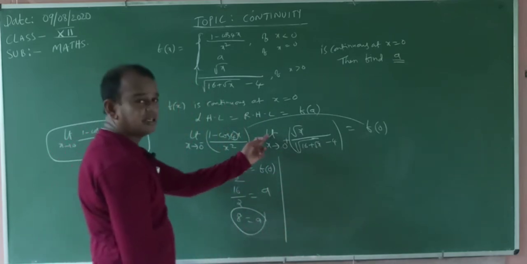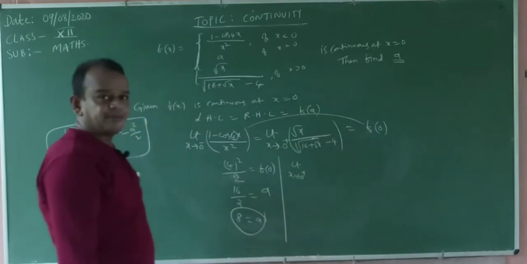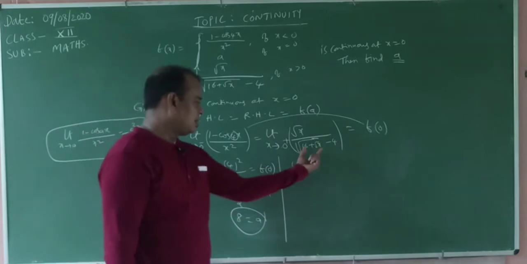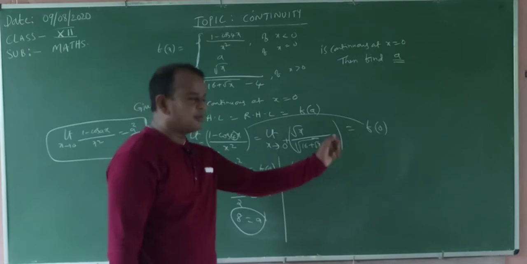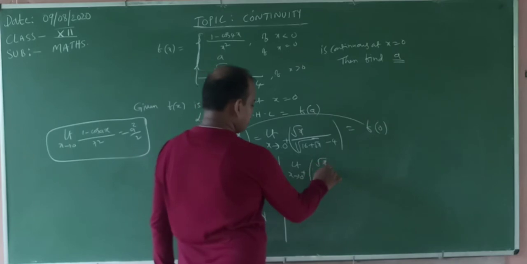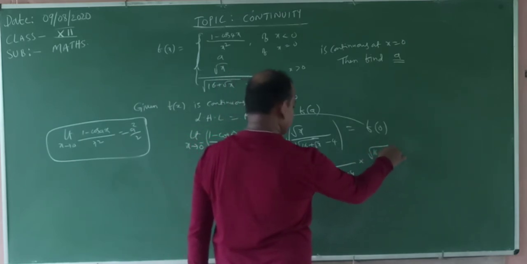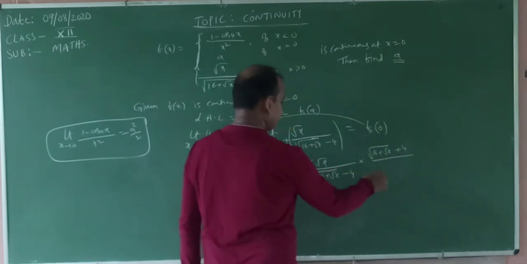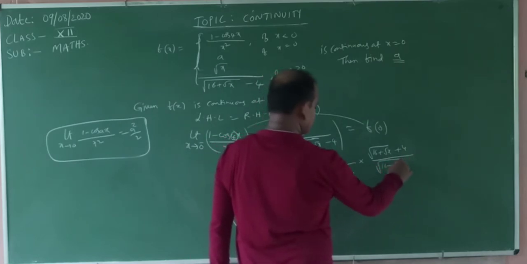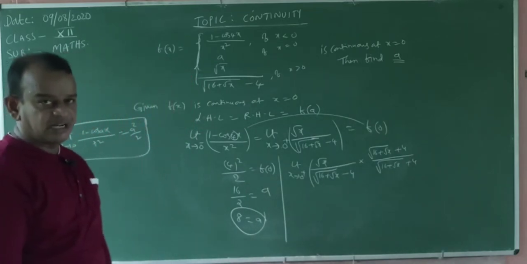Now observe this one. Limit x tends to 0 plus. Now rationalize the denominator. What is the rationalizing factor of this one? The factor is root of 16 plus root x plus 4. So multiply and divide: root x by (root of 16 plus root x minus 4) into (root of 16 plus root x plus 4) by (root of 16 plus root x plus 4). Multiply and divide with the rationalizing factor.